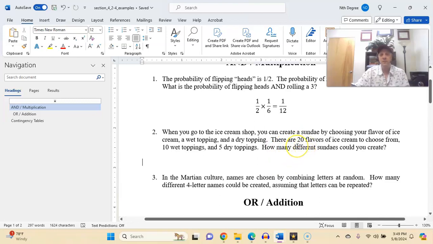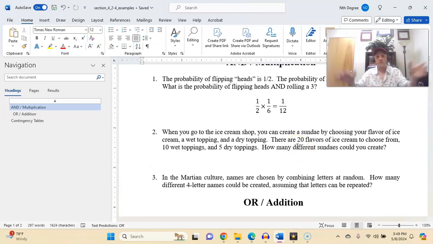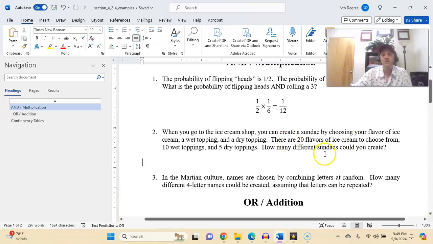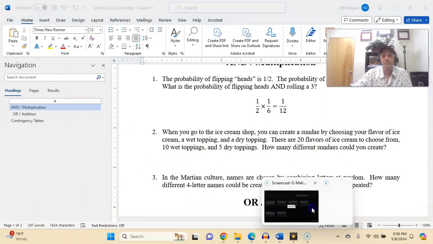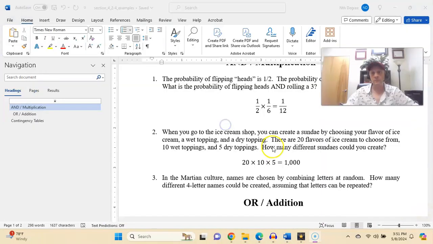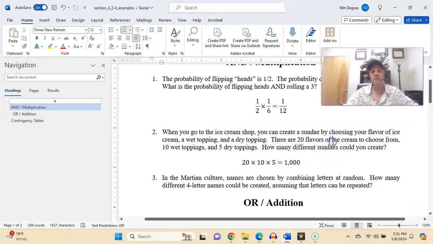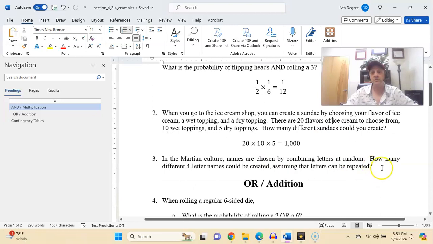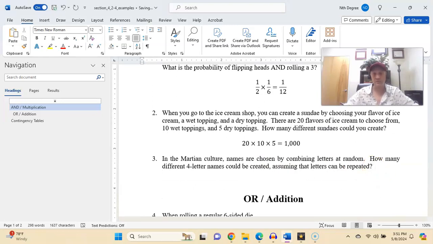So since we're grabbing items out of 3 sets, ice creams, wet toppings, and dry toppings, we're pulling together one of each to make a sundae. So the answer here would just be 20 times 10 times 5. Believe it or not, we could create 1,000 different sundaes in this shop. 1,000 sundaes. That would be a good name for an ice cream shop, I think.